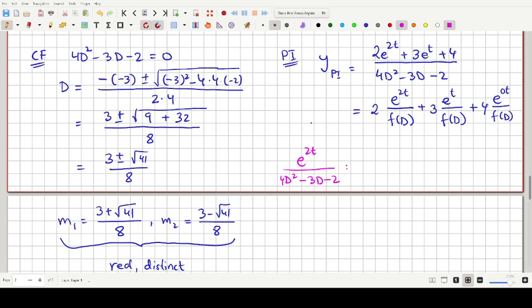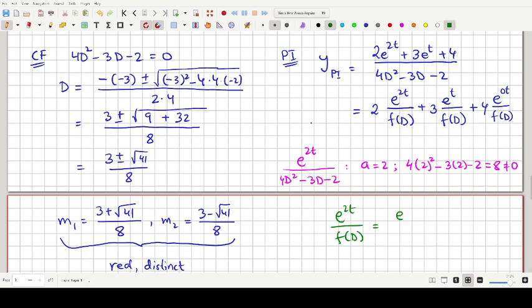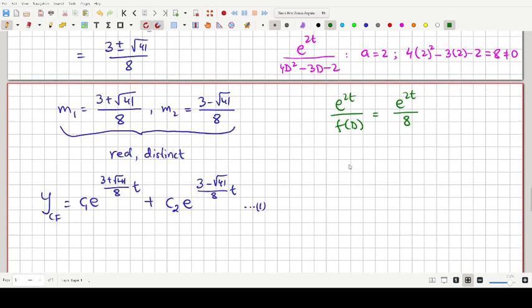So you see here that the value of a is equal to 2. And once we substitute a equal to 2 in the denominator, what do we get? We get 4 times 2 squared minus 3 times 2 minus 2, which is equal to 4 multiplied by 4 is 16, 16 minus 6 is 10, 10 minus 2 is 8, which is not equal to 0. So we obtain e power 2t divided by f(D) as equal to e power 2t divided by 8, right? Okay. Then we'll move on and find out what is e power t divided by f(D).